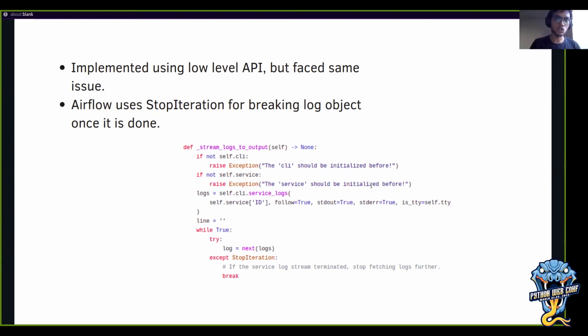So after that, I looked at how the Docker Swarm operator supports fetching of logs. In that, I saw that they have a while True loop, and in it they use next to fetch the next logs and have an except StopIteration. So it uses StopIteration and some other parameters for breaking out of the log object once it is done. I tried using StopIteration, but it was not working in this specific scenario.